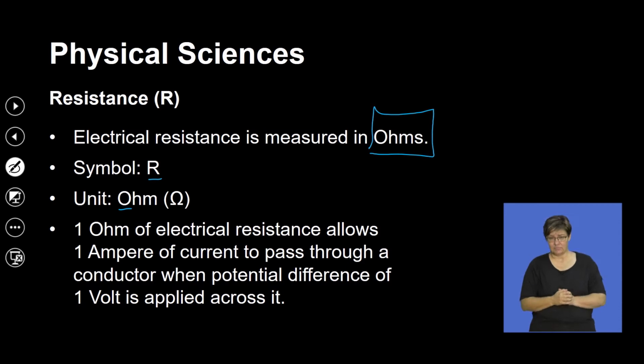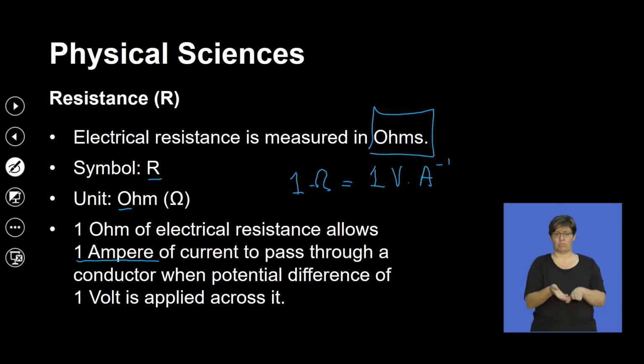Now, how do we define an ohm of electrical resistance? An ohm of electrical resistance allows 1 ampere of current to pass through a conductor when a potential difference of 1 volt is applied across it. In other words, 1 omega, which is 1 ohm, equals 1 volt per ampere. If we say per ampere, we are saying there's 1 ampere of current. And when it's 1 ampere of current, it means a coulomb of charge passes through a point per unit time.